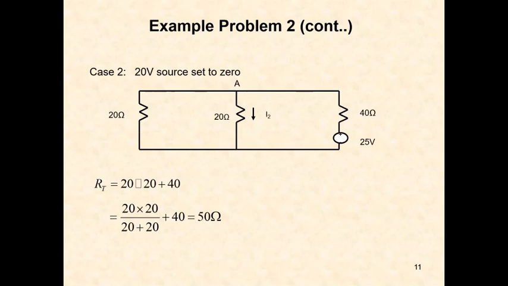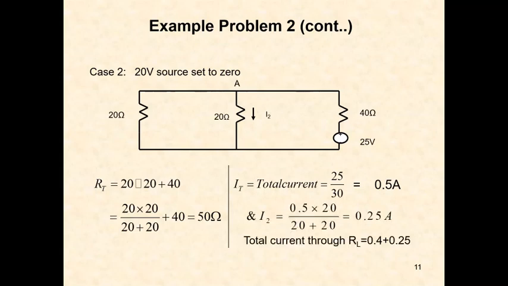Now the total current, IT, is equal to 25 volts by 50 ohms. 25 by 50, that is 0.5 amps. So now I2 is equal to 0.5 into 20 divided by 20 plus 20, that is 0.25 amps. So the total current through RL is equal to 0.4 plus 0.25, that is 0.65 amps.